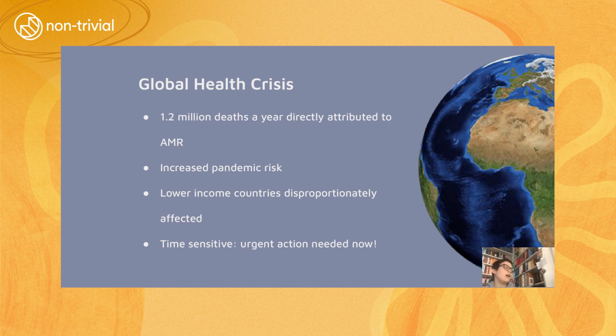80 years. Most recent data suggests it's directly attributed to 1.2 million deaths a year and associated with over 5 million deaths a year. It causes a massive increased pandemic risk. As with most global crises, lower income countries are disproportionately affected due to lack of resources, poor sanitation, and lack of access to medication. And it's also a very time-sensitive issue, so urgent action is needed now. Current predictions suggest that over 10 million people a year will be dying by 2050, which would make antimicrobial resistance a bigger killer than cancer.